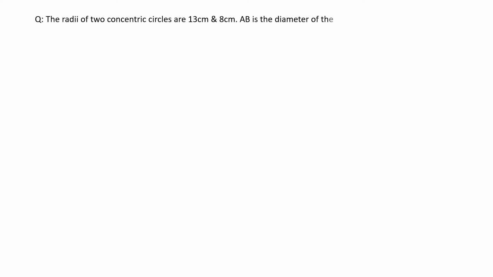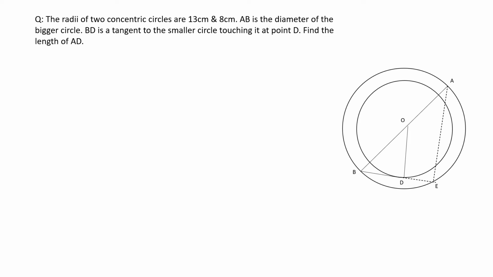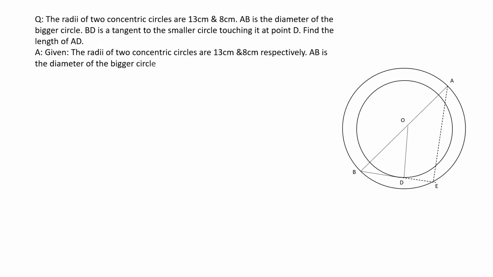The radii of two concentric circles are 13 cm and 8 cm. AB is the diameter of the bigger circle. BD is a tangent to the smaller circle touching at the point D. Find the length of AD. Let's draw the picture first. Given radii of two concentric circles are 13 cm and 8 cm respectively, AB is the diameter of the bigger circle and BD is a tangent to the smaller circle, and the point of contact is D.